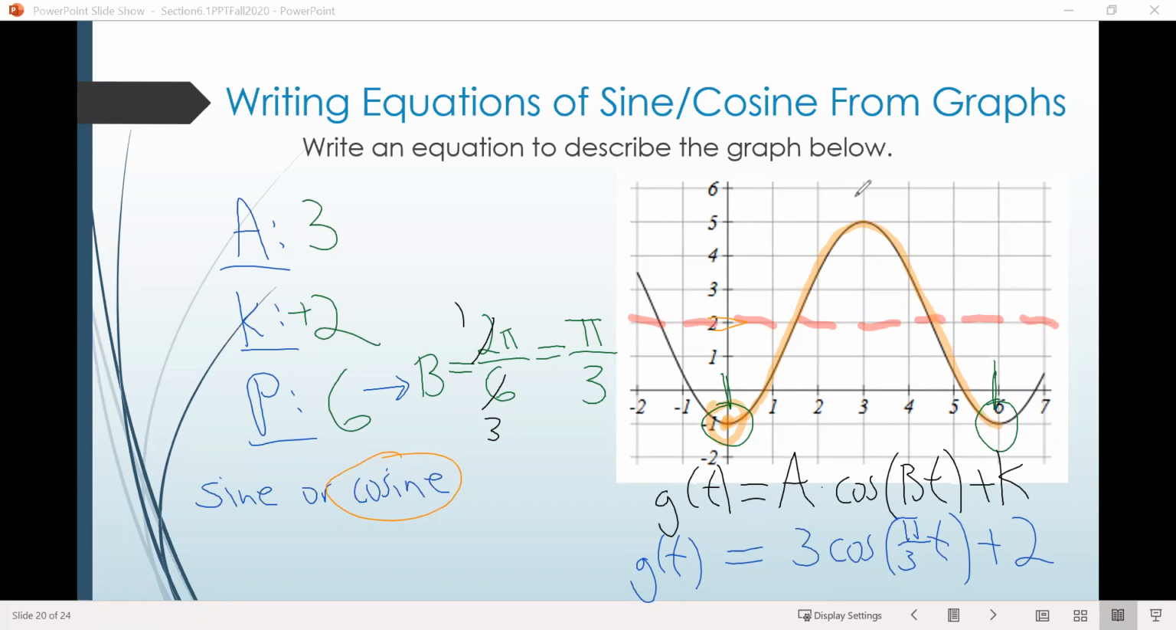However, there's one more thing we need to keep in mind. We said that this was a cosine function because it started off the midline. And also note that in this case, it actually starts below the midline. So it's been reflected vertically. So we need to put a negative sign out front. So our function then looks like g of t equals negative 3 times cosine of pi over 3 t plus 2.